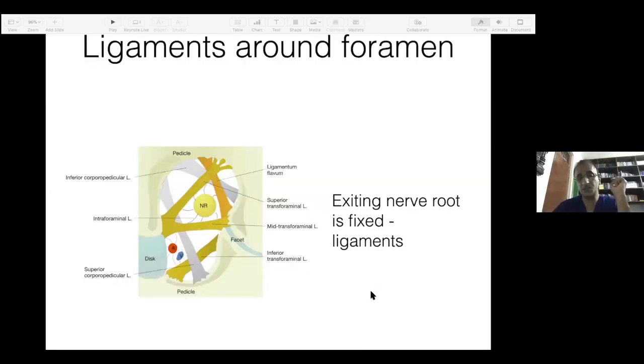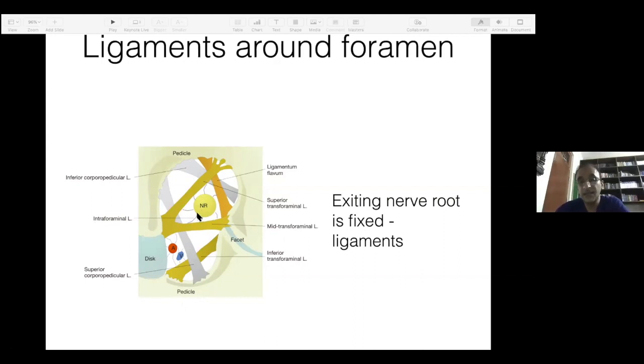Okay, now this is very important. These are the ligaments around the foramen. To explain this photograph: this is the foramen here, this is the facet joint, this is the disc, the superior pedicle, the inferior pedicle. Around the nerve roots you have the intraforaminal ligaments, called the transforaminal ligaments. There is a superior transforaminal and a mid-transforaminal ligament.